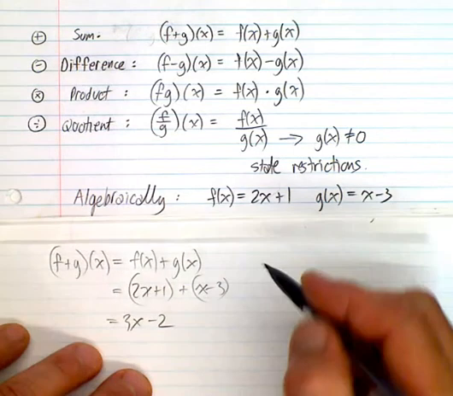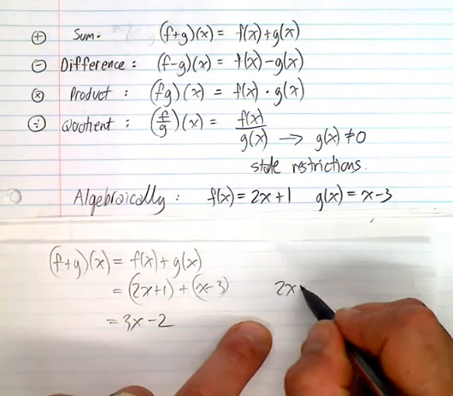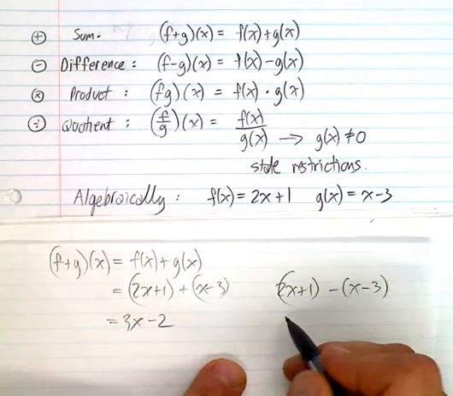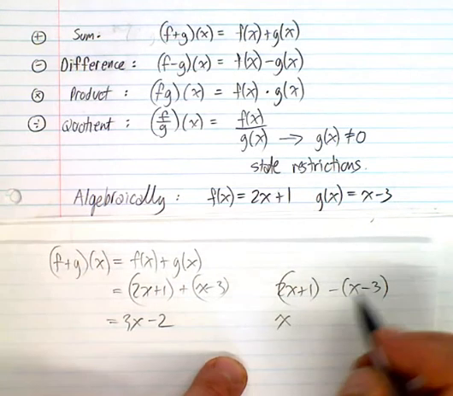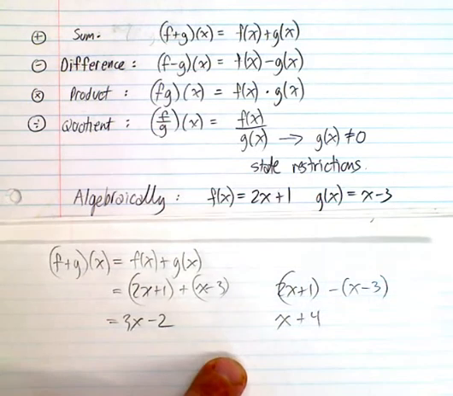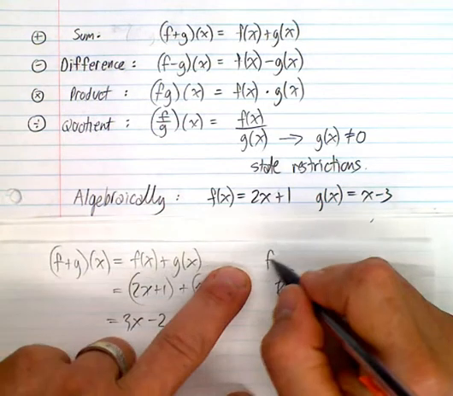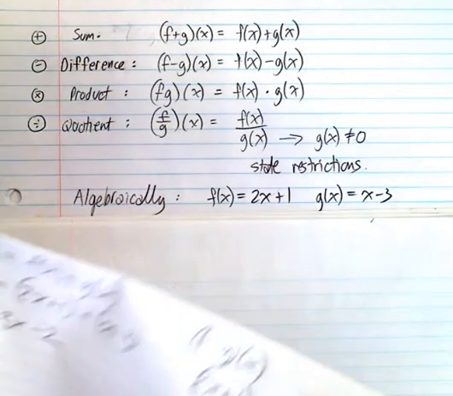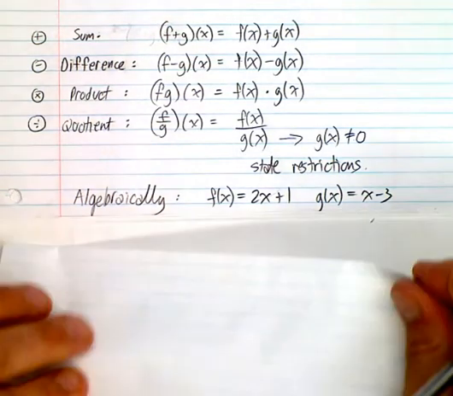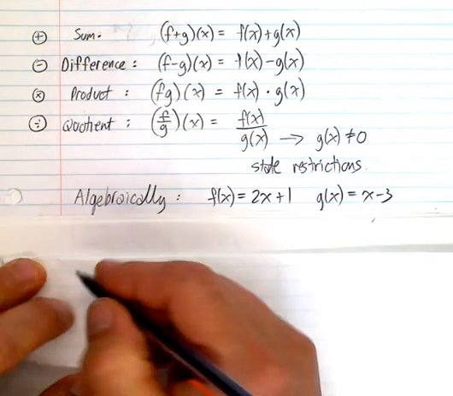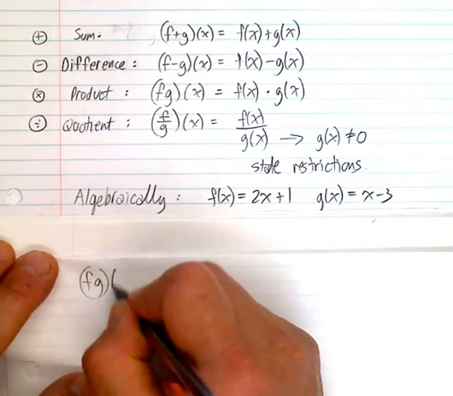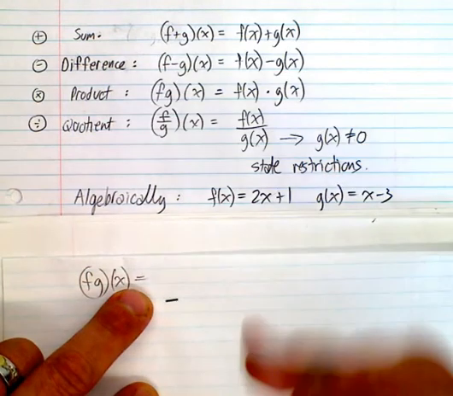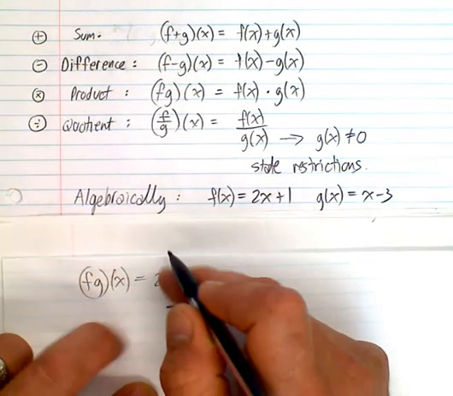Similarly with subtracting, it's going to be 2x plus 1 minus x minus 3. 2x minus x is x. 1 minus a minus 3 is a plus 4. Okay? So this would be f minus g of x. All right? Let's keep going. Let's look at the multiplication now. What about if I had f times g of x? That's going to be 2x plus 1, which is my f function.